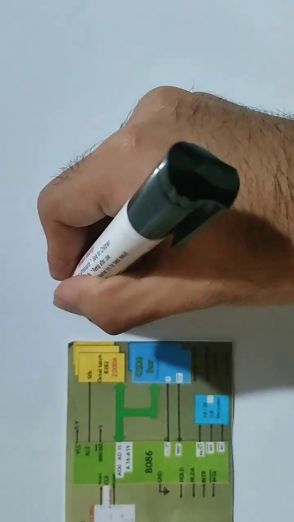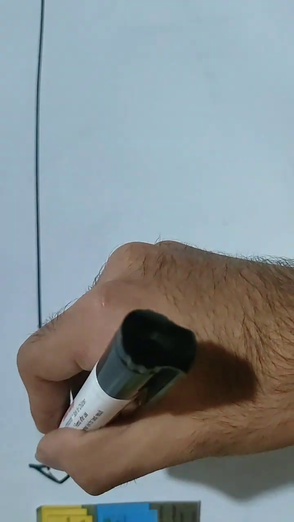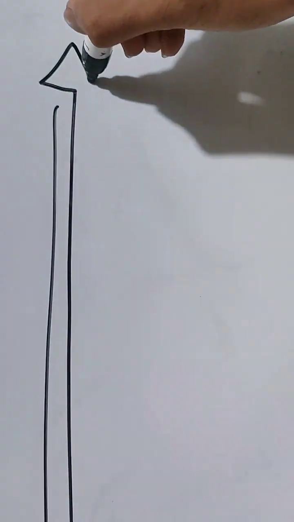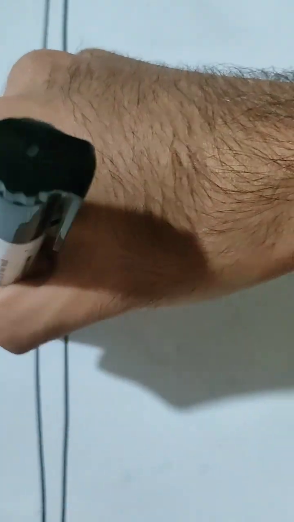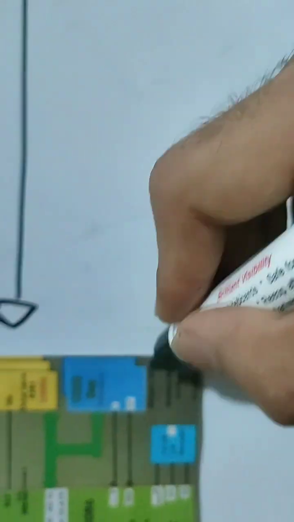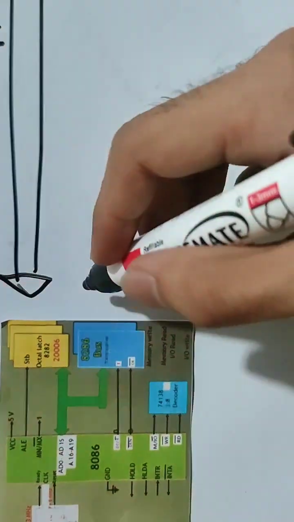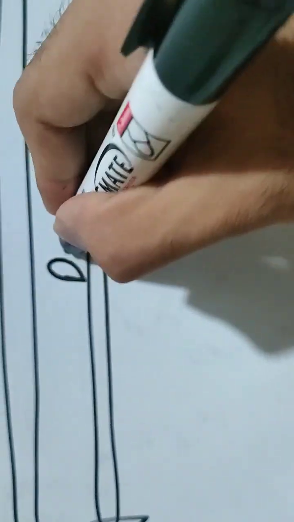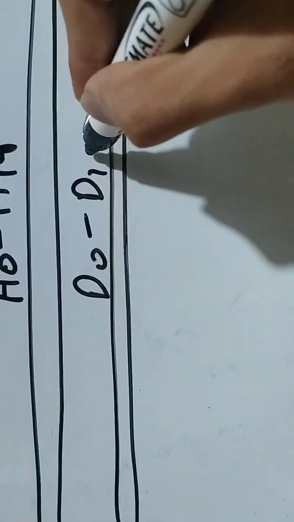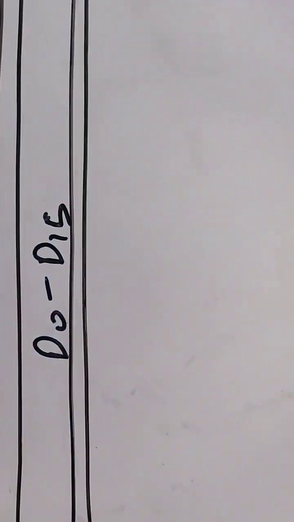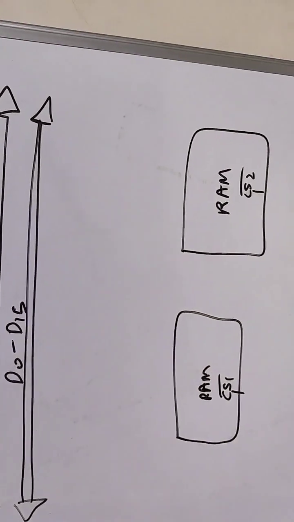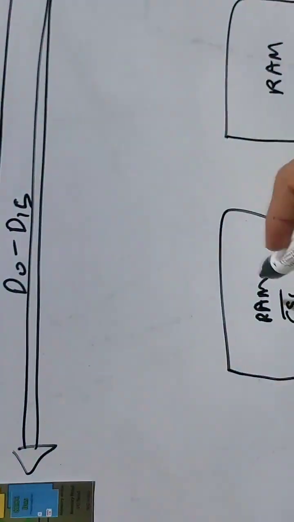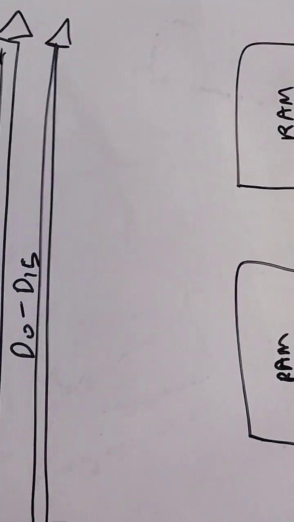Something like this. This is our A0 to A19 address bus. From our 8286 data bus transceiver, we'll have a data bus like this. That is from D0 to D15. Nice. Okay. So now, firstly, we need to divide the data among these two, over here.